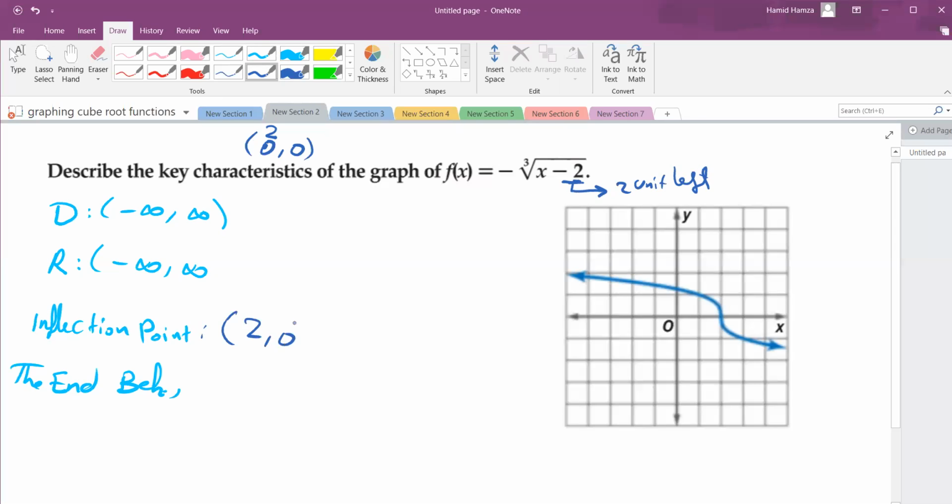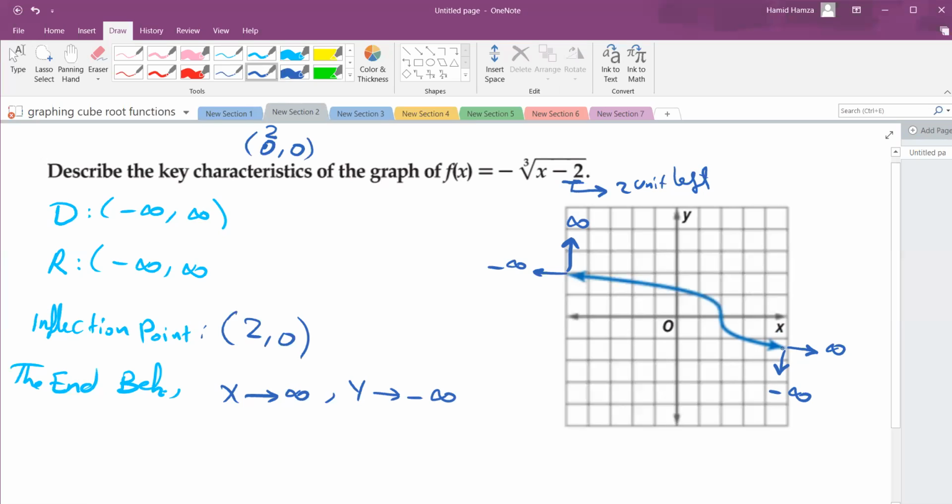2 and 0. Now what about the end behavior? This end goes to infinity and this end goes down to negative infinity. So the end behavior: as x approaches infinity, y approaches negative infinity.